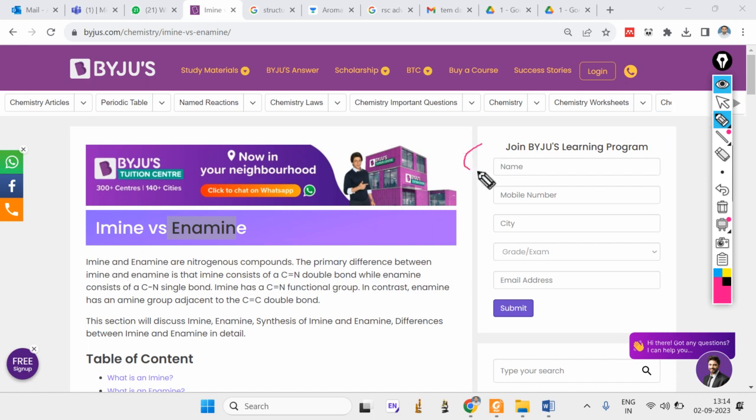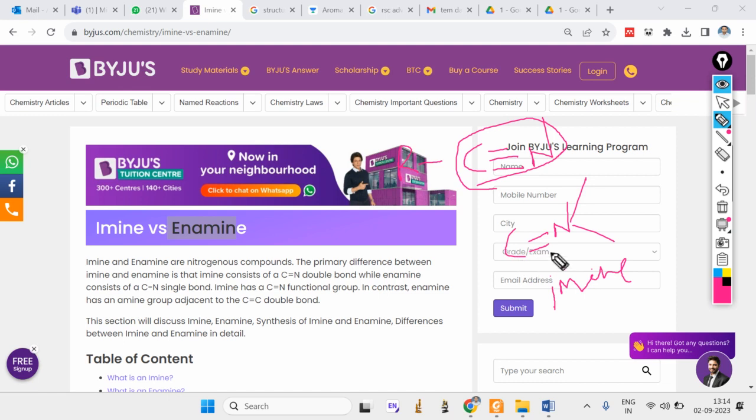Imine: you know that carbon triple bond nitrogen, RCN, you have studied this. This is the cyano group or nitrile group. Next, sometimes carbon with nitrogen may form a double bond. If carbon forms a double bond with nitrogen, then it is known as imine.